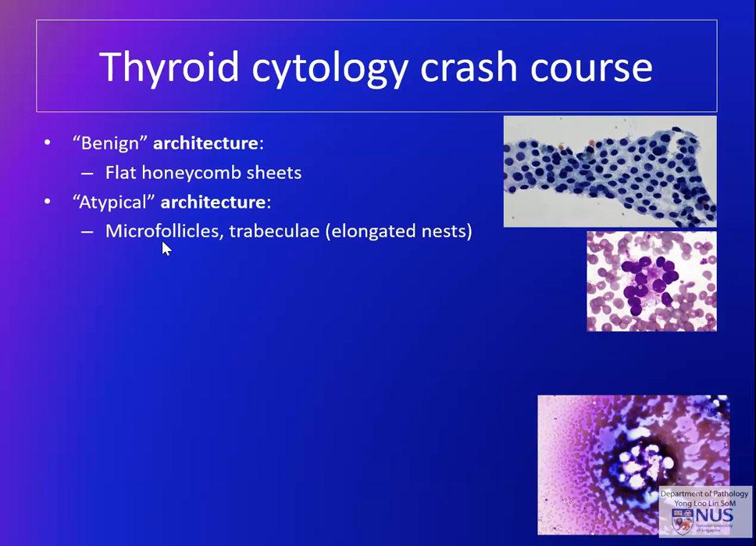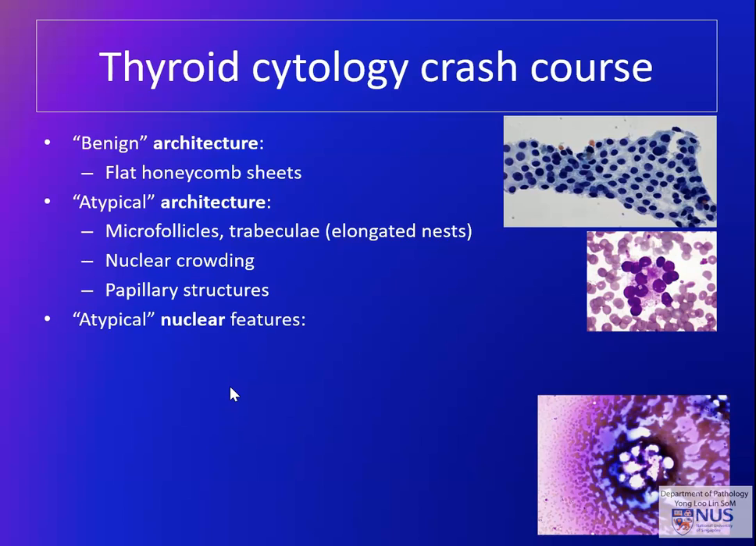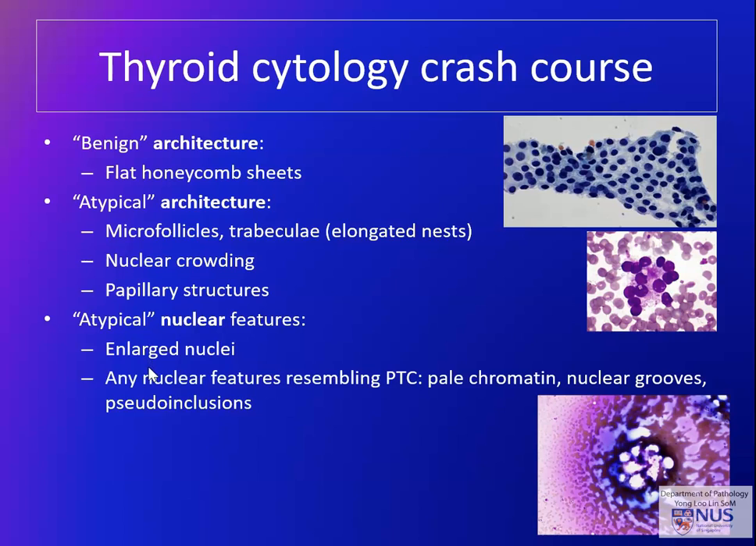When we see microfollicles and trabeculae, we are then a little bit worried, and this will come under atypical architectural features. Here is an example of a microfollicle, and also if we see nuclear crowding, and of course, full-blown papillary structures. Now, when it comes to the nuclear features, of course, the atypical nuclear features are all those that make us think of PTC: pale chromatin, grooves, inclusions, or enlarged nuclei, and also any abnormal chromatin, for example, if the cells are hyperchromatic or if the cells have overly coarse chromatin.